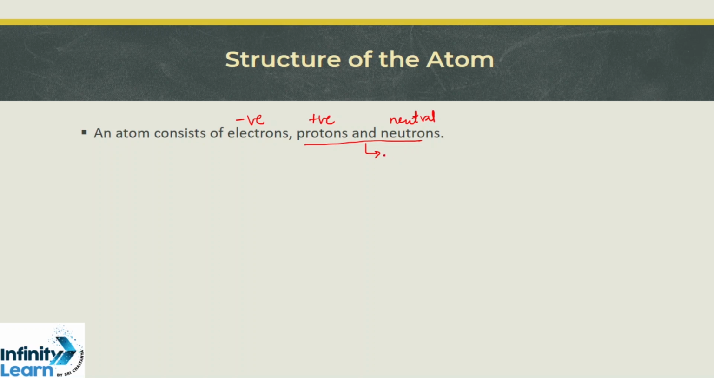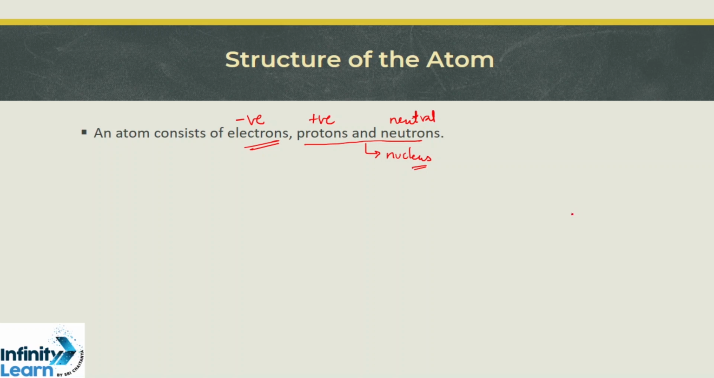Protons and neutrons are present in something called the nucleus of the atom. And this nucleus is at the center of the atom, while the electrons revolve around the nucleus in orbits which are called stationary orbits, and electrons which are orbiting in the stationary orbits do not radiate any energy, and hence the name stationary orbits.